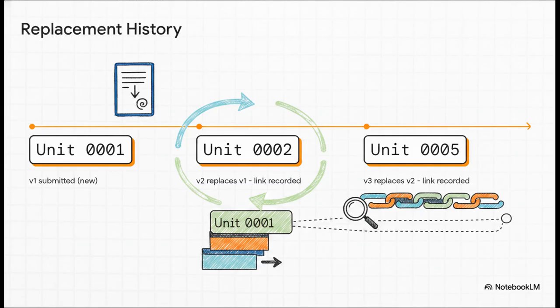Think about how this builds a history over time. In Unit 1, version 1 is submitted as new. Then, in Unit 2, version 2 replaces version 1. And maybe later in Unit 5, version 3 replaces version 2. The critical detail? Older versions are never destroyed. They're just safely superseded by newer ones in the chain. This lets reviewers perfectly trace how the content evolved.